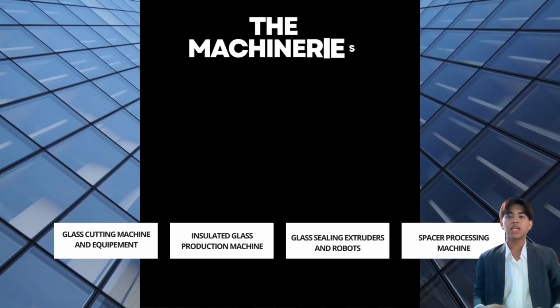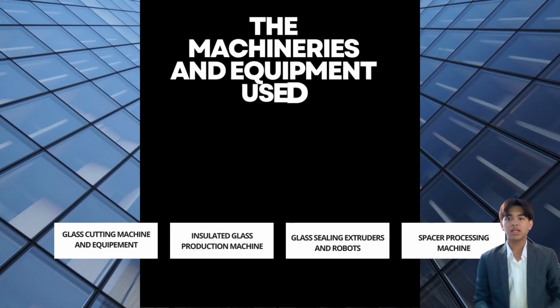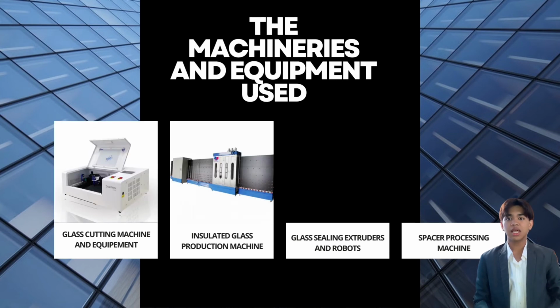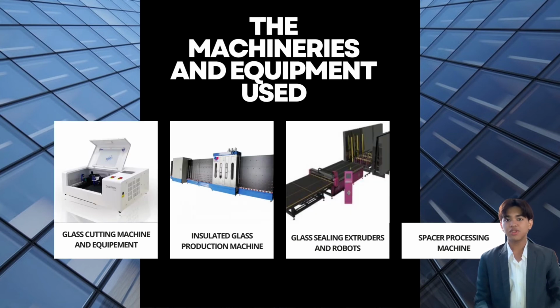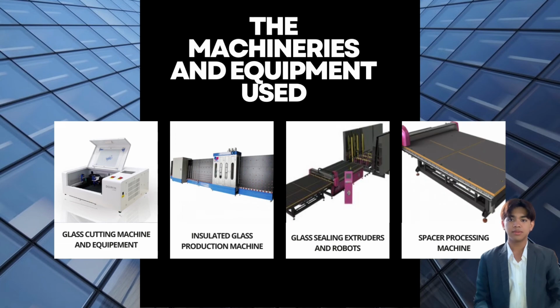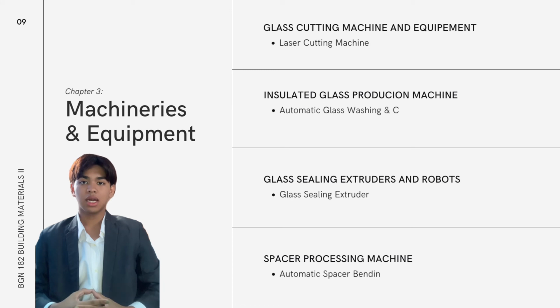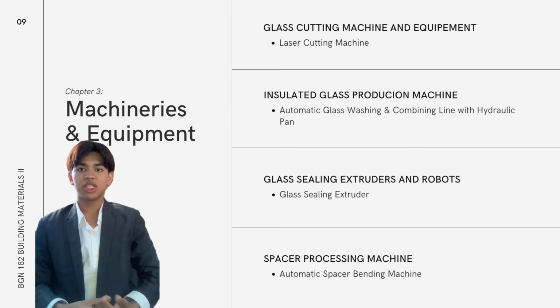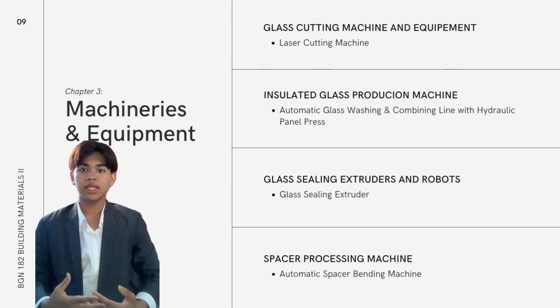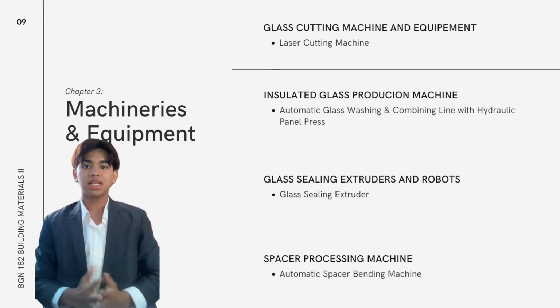Next, the machinery and equipment used in glass manufacturing are the glass cutting machine, insulated glass production machine, glass sealing extruders, and spacer processing machine. The laser cutting machine is used for flat and curved glass. The automatic glass washing and combining line with hydraulic panel press can assemble and press double, triple, or structural insulating glass units.